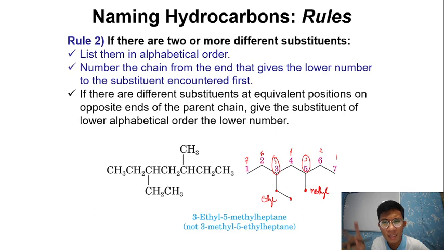Kapag may magkaibang substituent, 2 or more, i-alphabetize muna natin siya. Bigyan natin ng mas mababang number yung substituent na ma-encounter natin na una sa isang side or sa isang end. Number, kung saan nakakabit yung ating mga substituent, ay mabigyan natin ng number.